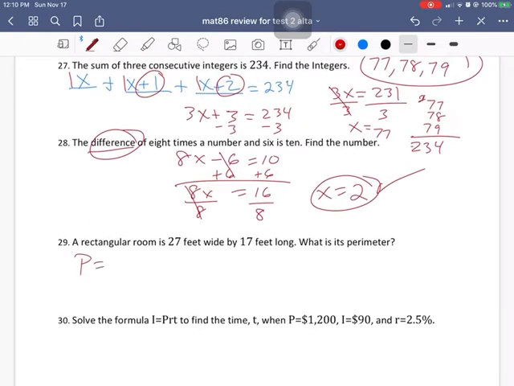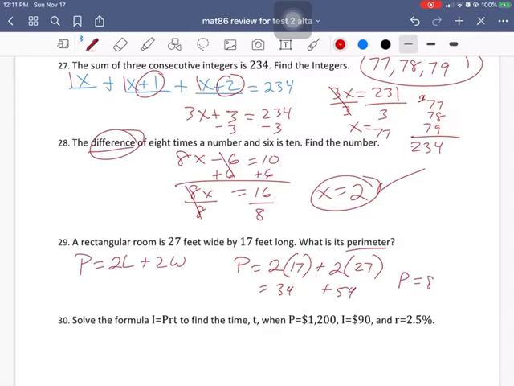Let's see, a rectangular room, what is its perimeter? Perimeter is 2L plus 2W, and it says we have 17 feet long and feet wide. I don't know why it's that way. It doesn't matter, because we just multiply this together. We get 34 and we get 54, so P is 88 feet.